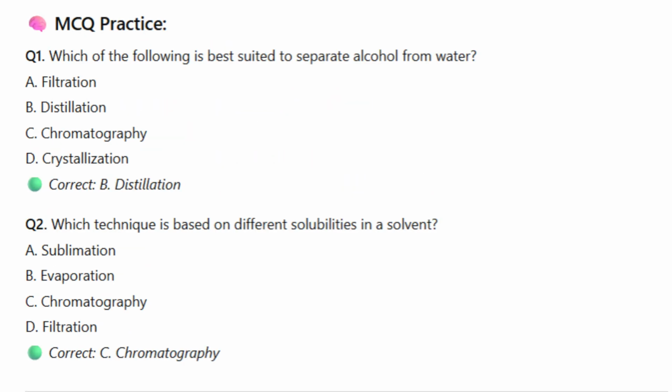MCQ practice. Q1. Which of the following is best suited to separate alcohol from water? A. Filtration. B. Distillation. C. Chromatography. D. Crystallization. Correct: B. Distillation. Q2. Which technique is based on different solubilities in a solvent? A. Sublimation. B. Evaporation. C. Chromatography. D. Filtration. Correct: C. Chromatography.